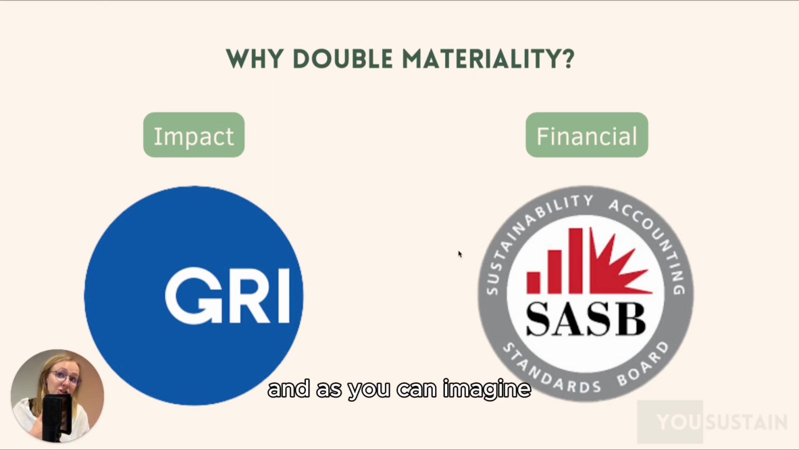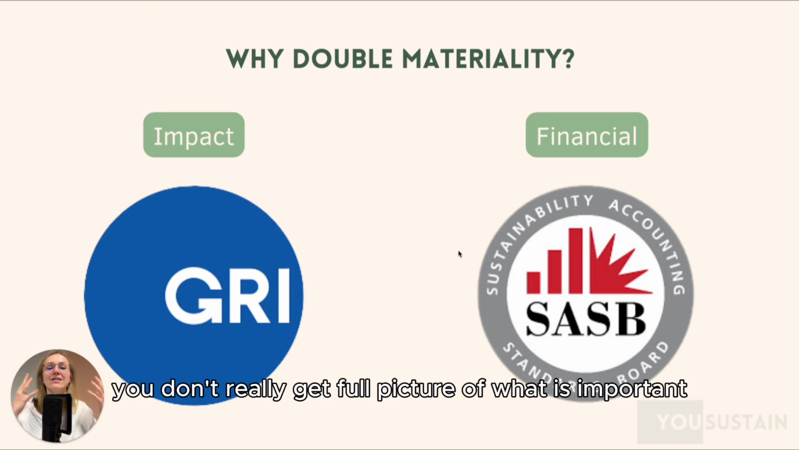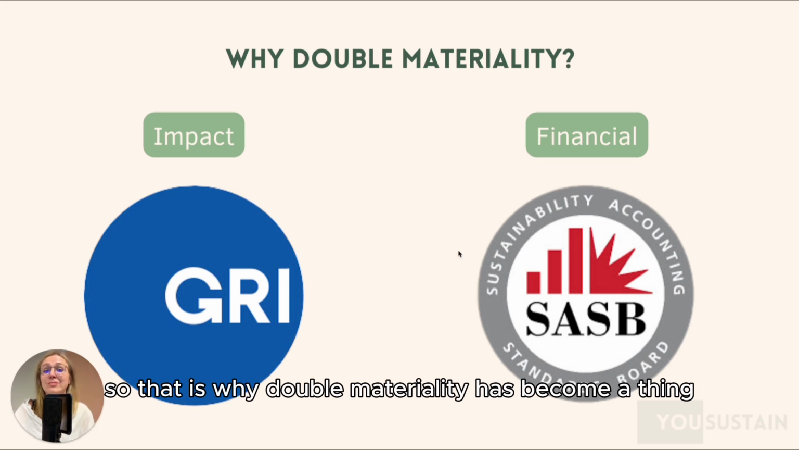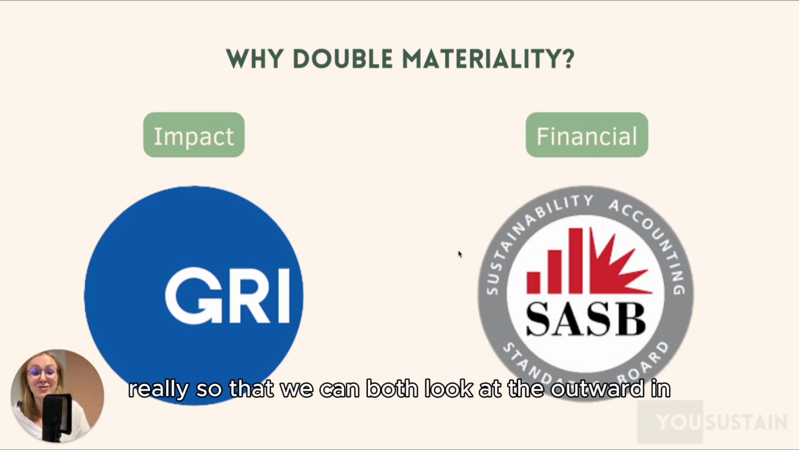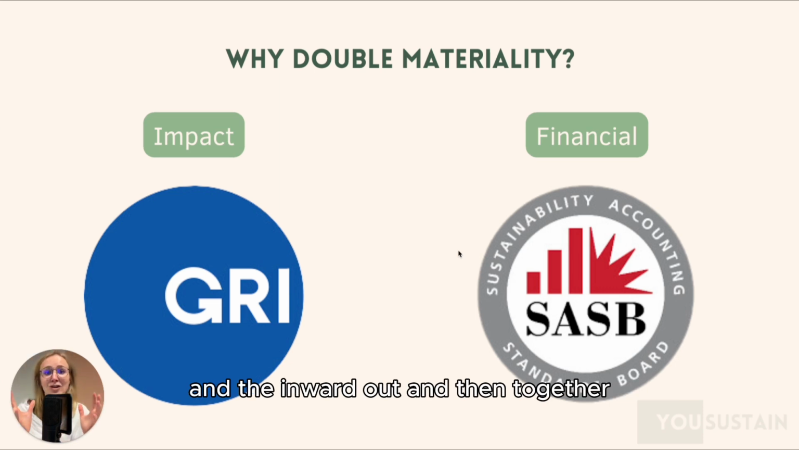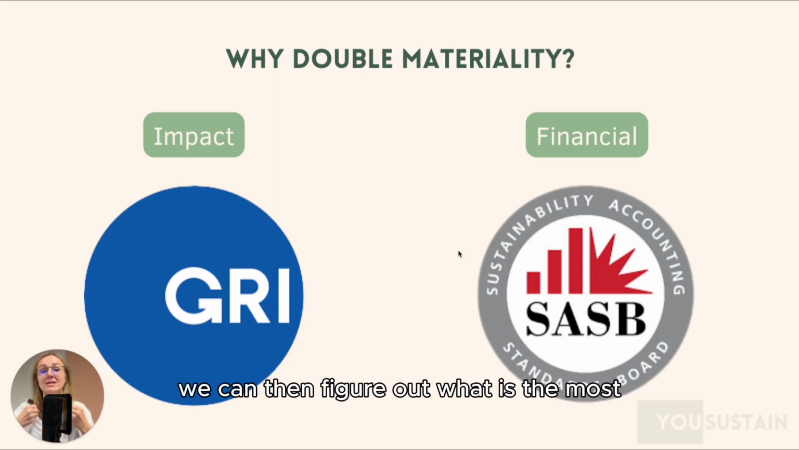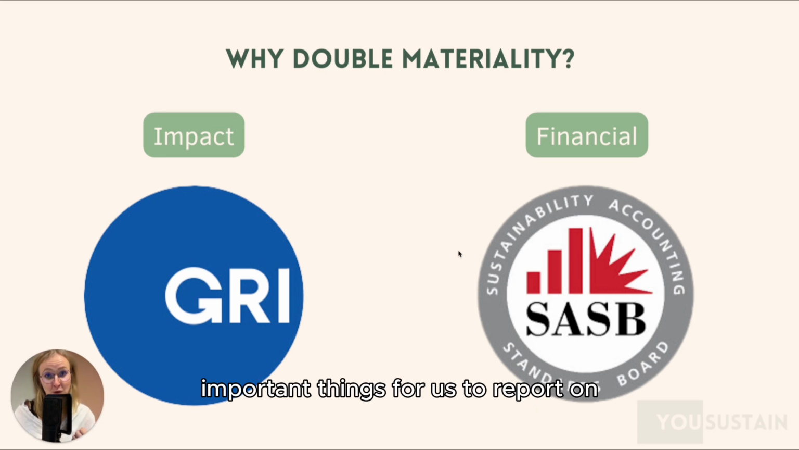And as you can imagine, if you only use one or the other, you don't really get the full picture of what is important. So that is why double materiality has become a thing, really, so that we can both look at the outward in and the inward out, and then together we can figure out what is the most important things for us to report on.